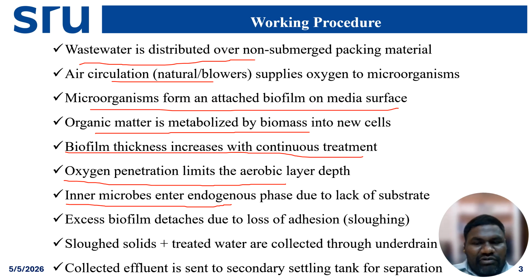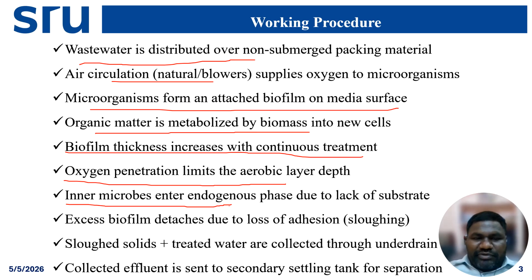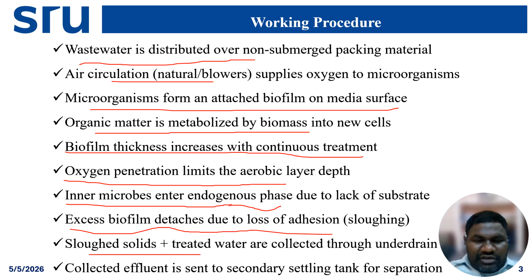Excess biofilm is detached due to the loss of adhesion. That is called sloughing. Here inner microbes enter the endogenous phase, meaning they kill themselves and take it as food. That is called the endogenous phase. Then excess biofilm is detached due to the loss of adhesion. The sloughed solids and treated water are collected through the underdrain. The collected effluent is sent to the secondary settling tank for separation.